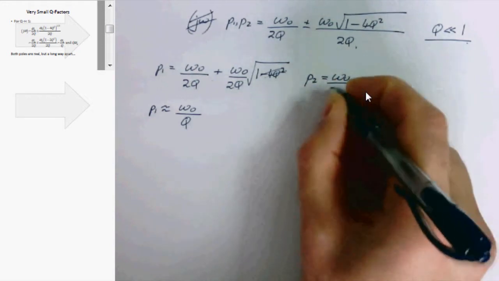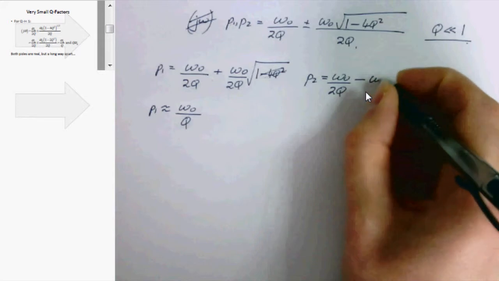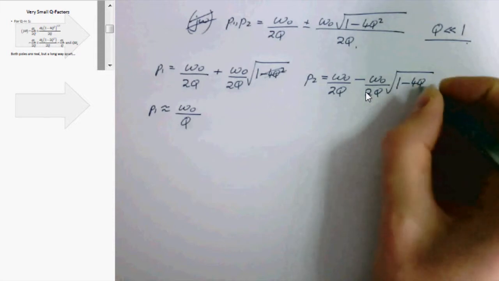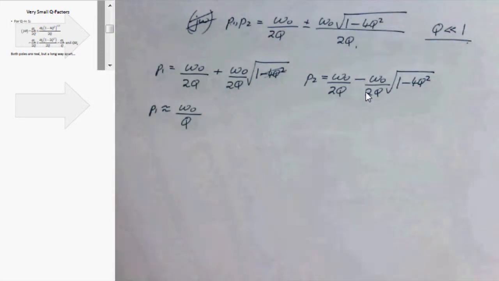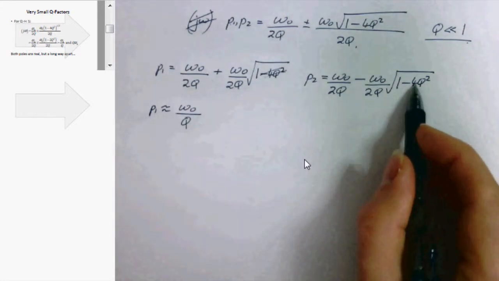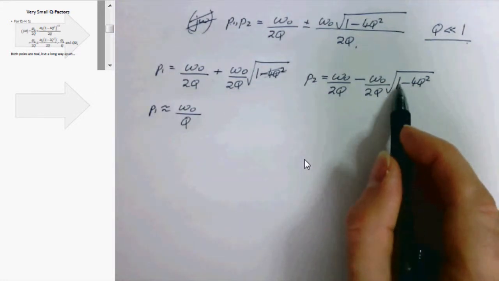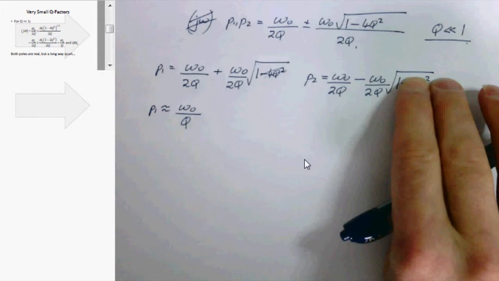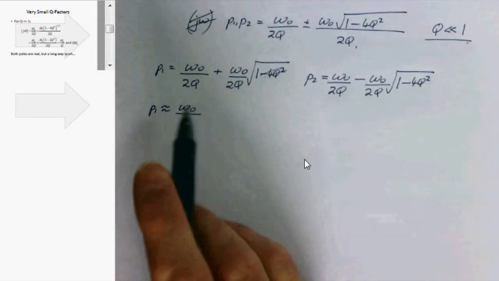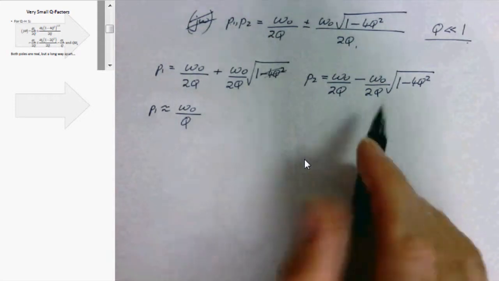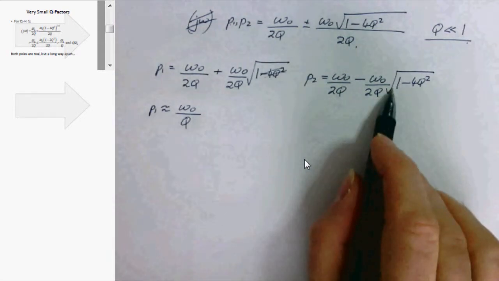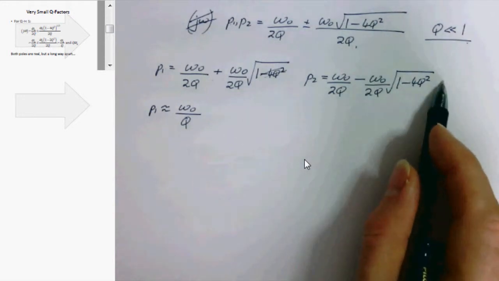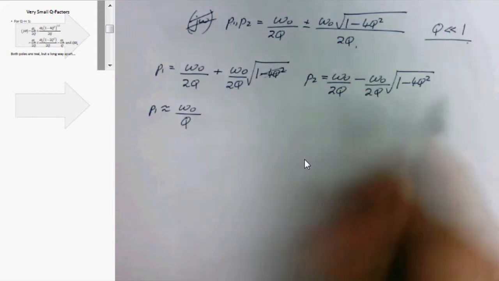Second root: omega naught over 2Q minus omega naught over 2Q times the square root of 1 minus 4Q squared. I can no longer just assume that 4Q squared is small compared to 1 and neglect it, because I would end up with 0, and the second pole is not at 0. I could go through a Taylor expansion and expand that to form 1 minus a term in Q squared plus a term in Q to the power of 4 and carry on that way, but there's an easier way.